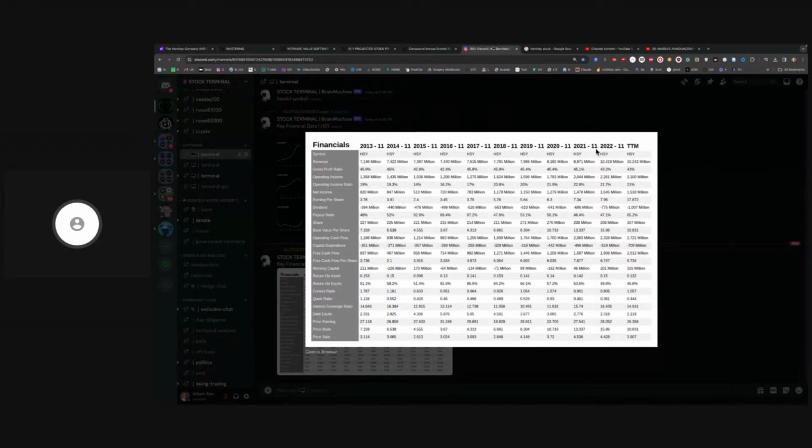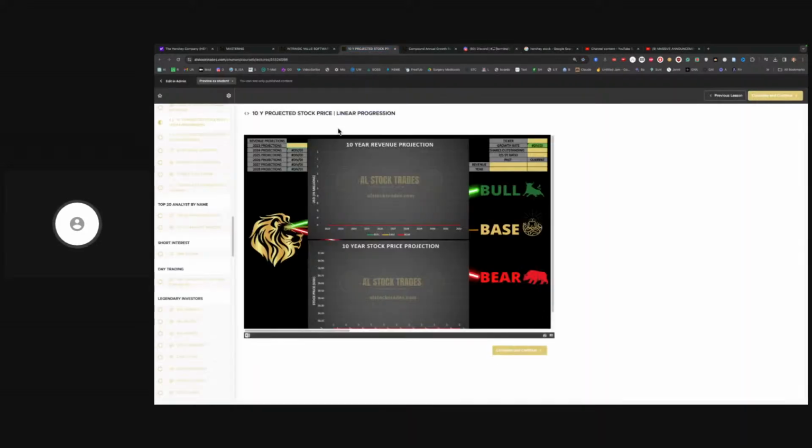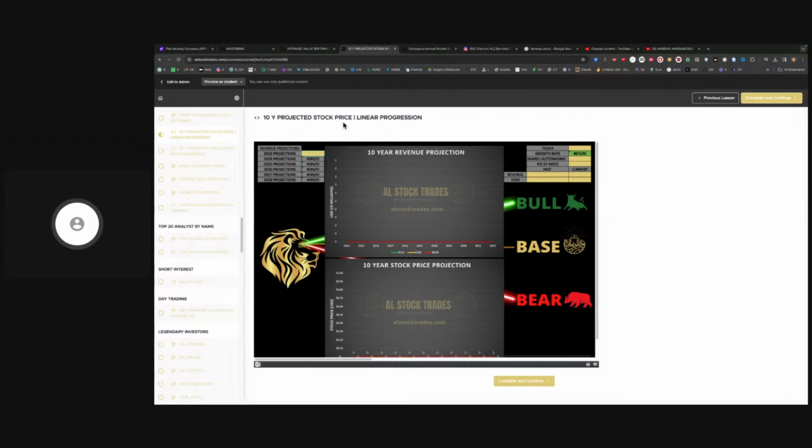So you could do two different calculations. You could do, again, this is for the 10-year projected linear progression calculation. Again, you haven't really seen me use this, so we're going to go ahead and use this right now so you can see what I'm doing. But overall, I like to be conservative on this too.